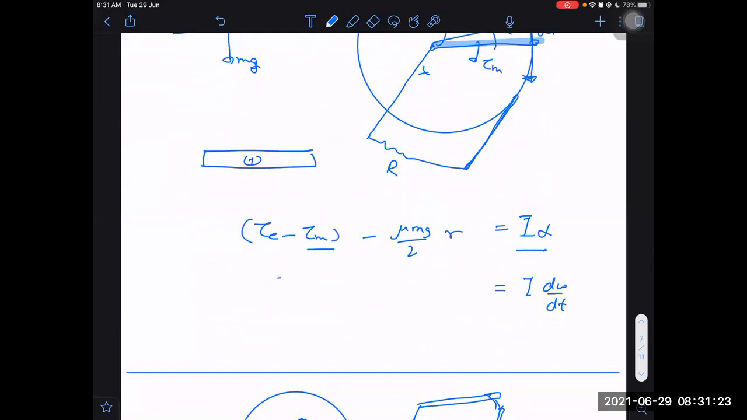Tau m is equal to B squared a to the power r raised to power 4 omega by 4 capital R, that is, omega by 4r, I think. External torque minus mu mg r minus mu mg by 2 into r, right? This is it. So is it the same equation or different?